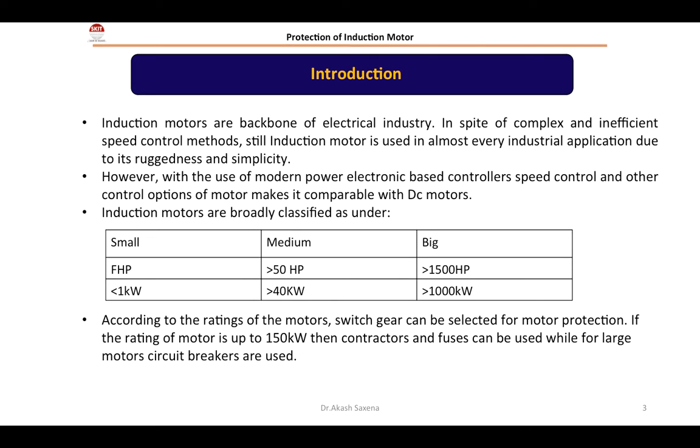Induction motors are the backbone of the electrical industry. In early years, the speed control methods of induction motor were not very efficient and fine speed control could not be achieved. But still, the induction motors were preferred in industrial applications due to their simplicity and robustness. Nowadays, modern power electronic converters are there and fine speed control can be achieved. So it is comparable to DC motors, and the industrial applications of induction motors are increasing with every passing day.